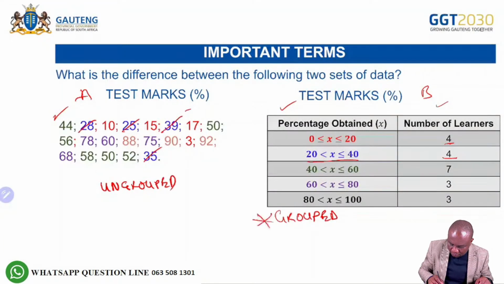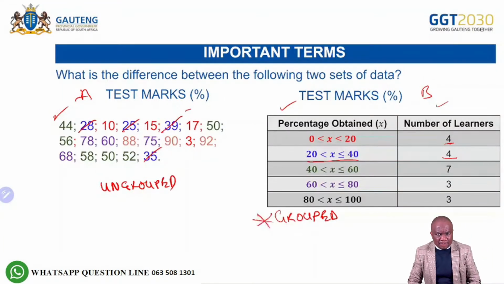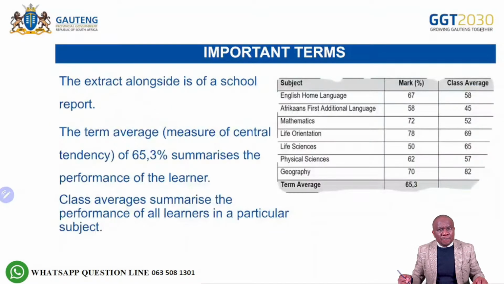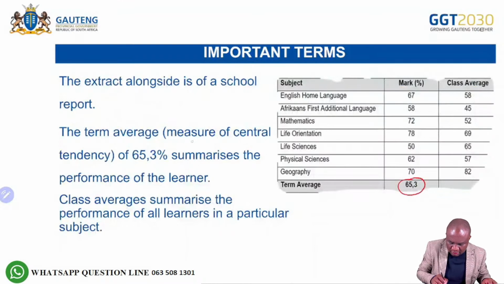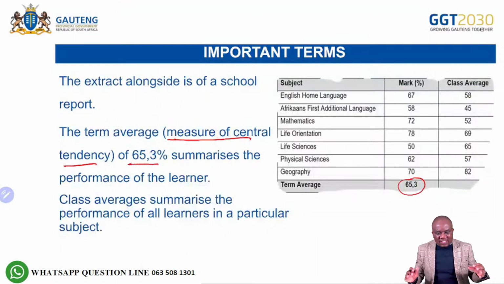So today we're dealing with this. Okay, so I wanted to share with you that part. The other thing that I want us to understand is, what are these measures of central tendency? Let's look at this information. The extract alongside is of a school report. I think it's familiar. Then you can see the term average, the measure of central tendency is 65,3. It summarizes the performance of the learner.